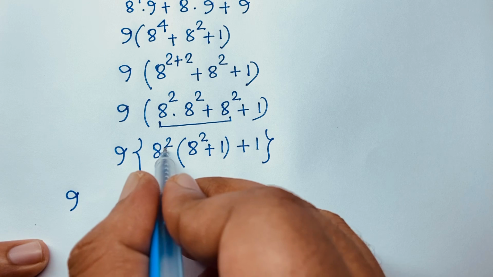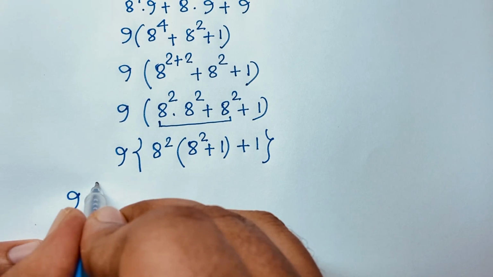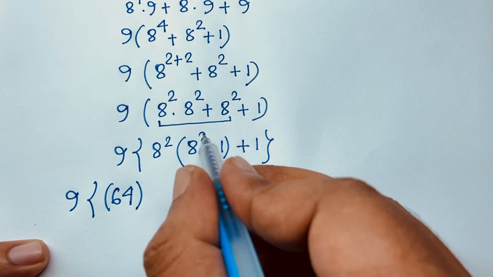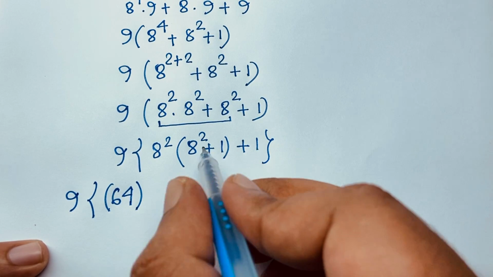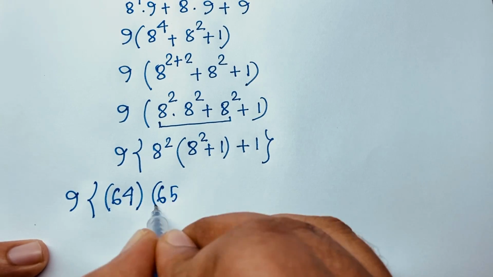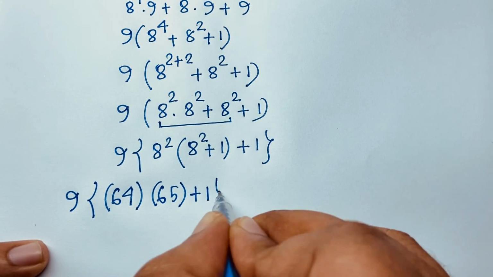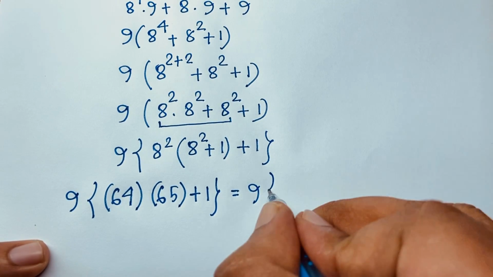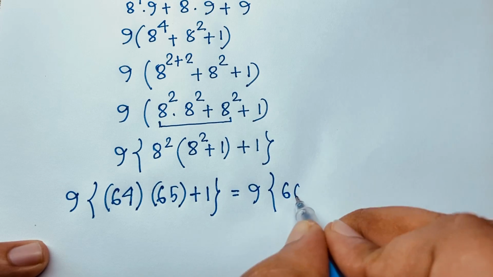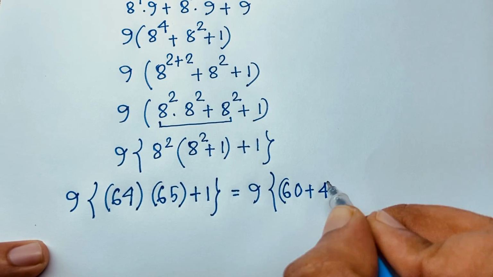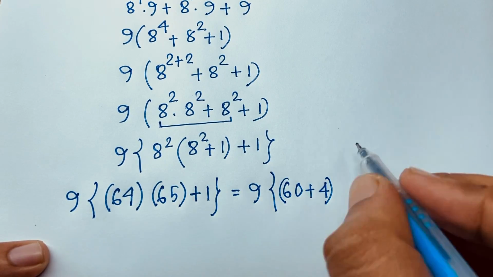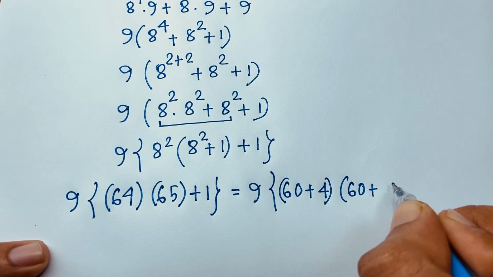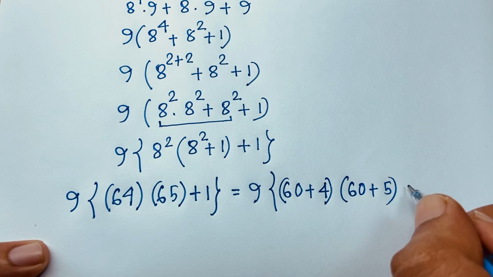Now you can see 9 times, and 8 to the power 2 is 64. So I take 64, then over that 8 to the power 2 is 64. 64 plus 1 is 65. And here is plus 1. Now you can see 9 times 64, you know that it is 60 plus 4. You can say 65 times 64, which is 60 plus 4, and 65 is 60 plus 5, and here is plus 1.